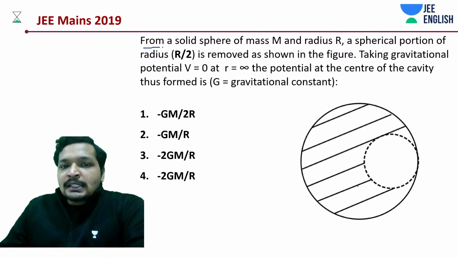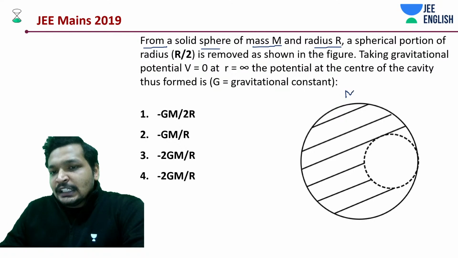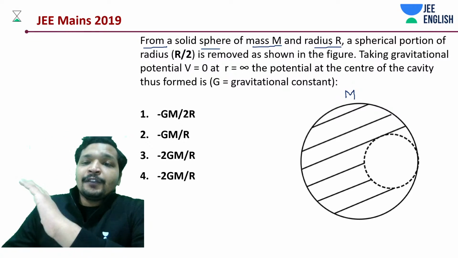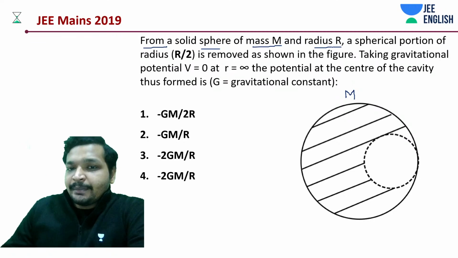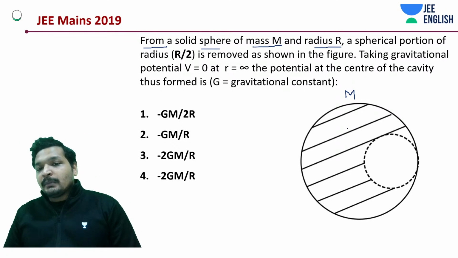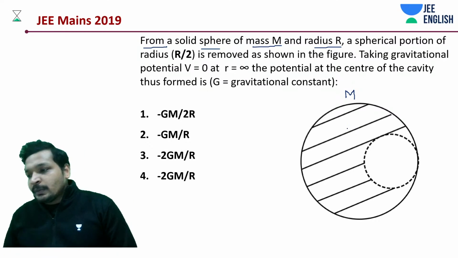So from a solid sphere of mass m and radius r, this sphere initially had, be very careful about how it is being described. It could be that without the cavity it is mass m, or with the cavity it could also be mass m.